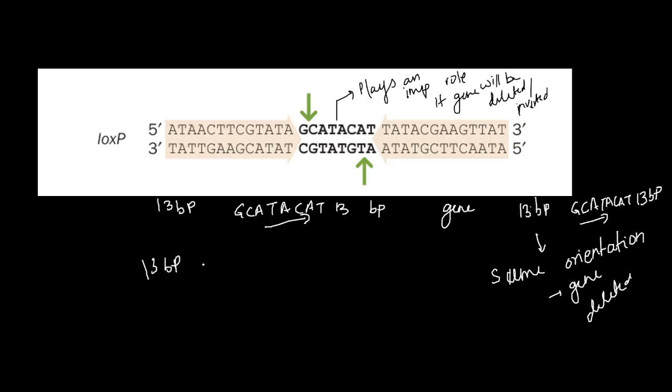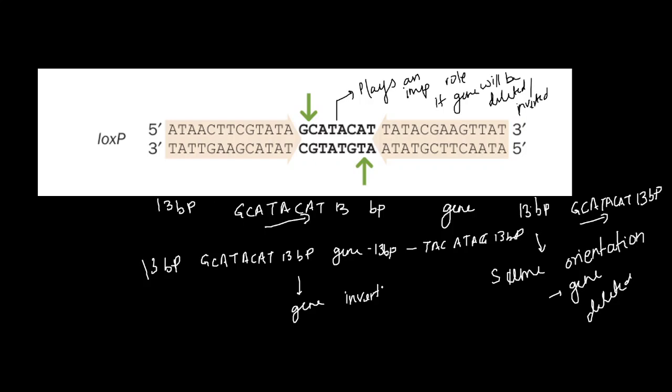If this is your 13 base pair repeat and you are getting this sequence GCATACAT, then 13 base pair repeat, then there is your gene, and then again your 13 base pair repeat, and then the sequence is, let's say, TACATACG and 13 base pair, then the gene is going to be inverted. So you can see here the 8 base pair sequences are playing a very important role.